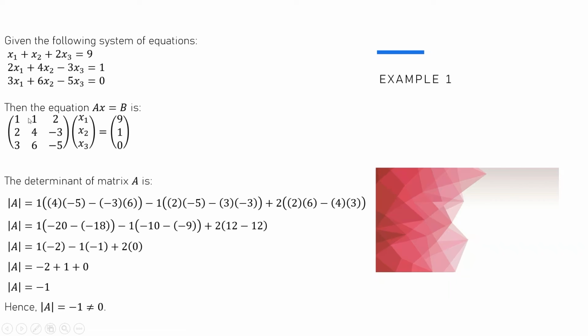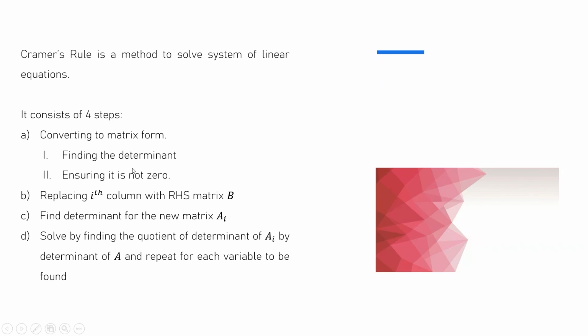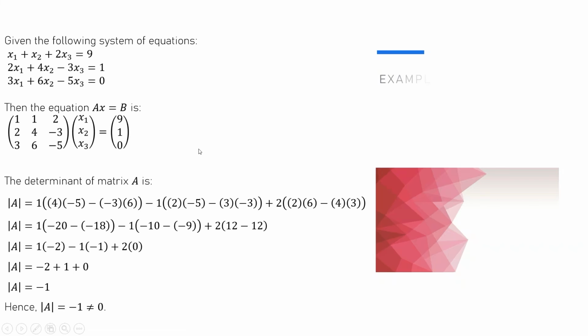We will get the A matrix 1, 1, 2, 2, 4, negative 3, 3, 6, negative 5. Then the X matrix, x1, x2, and x3. And then we will have the B matrix, the answer matrix, 9, 1, 0. As stated before, after converting to matrix form, we need to find the determinant and ensure that it is not 0. So let's find the determinant of matrix A.